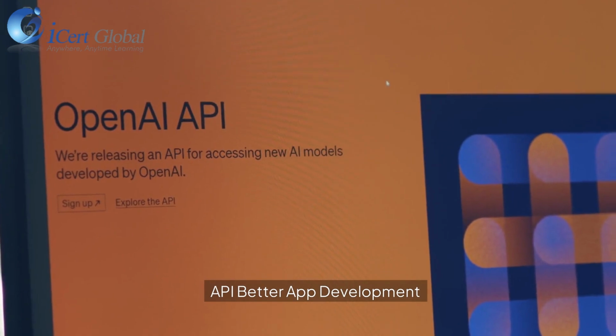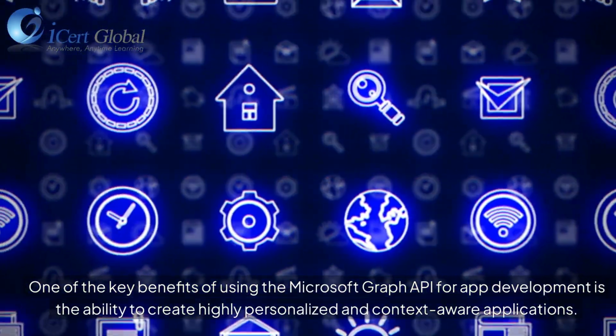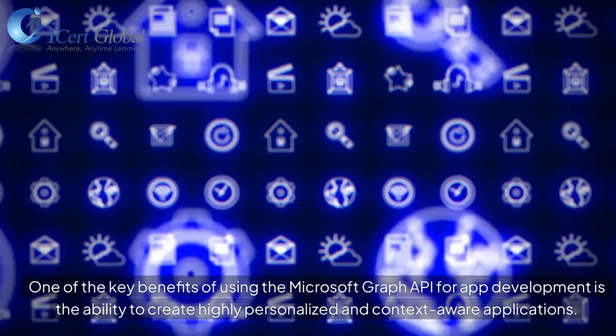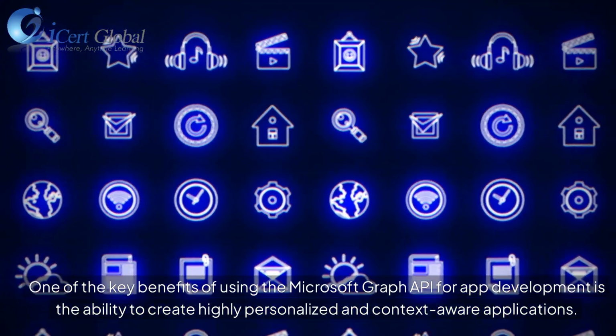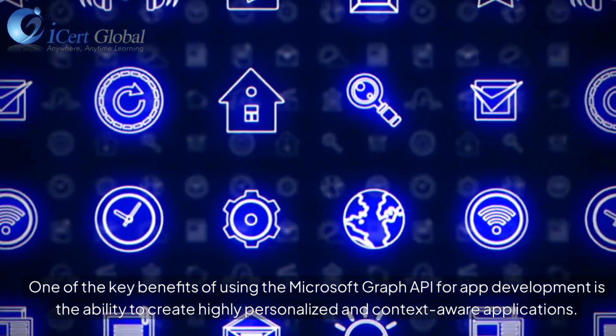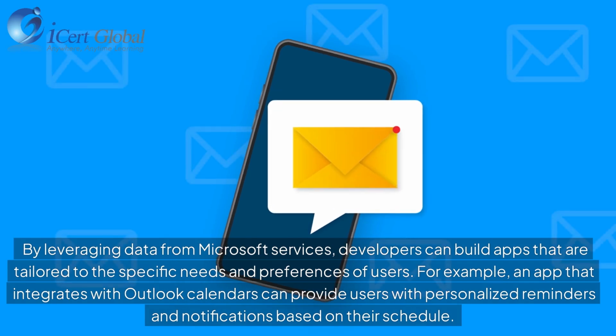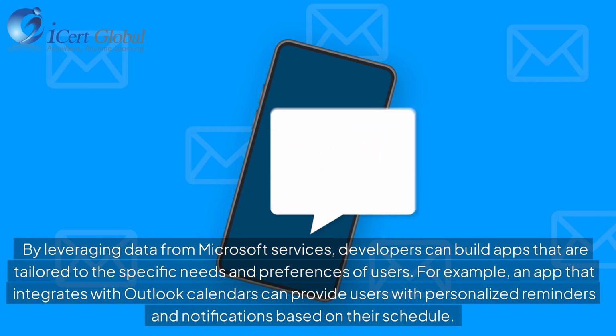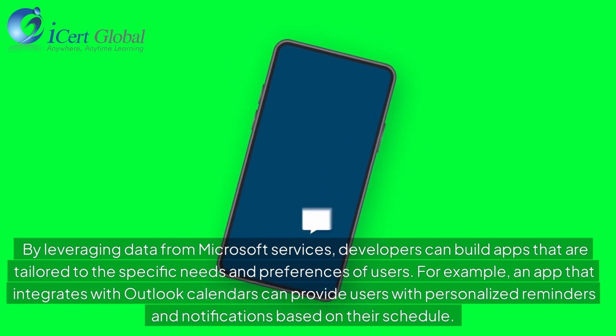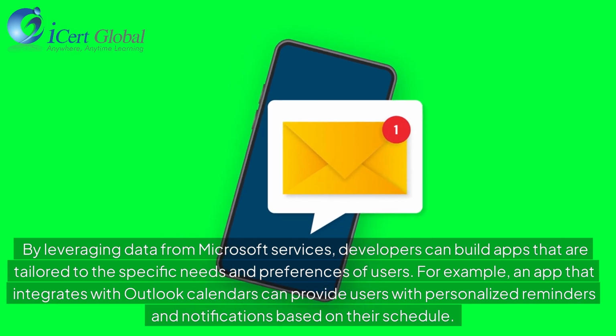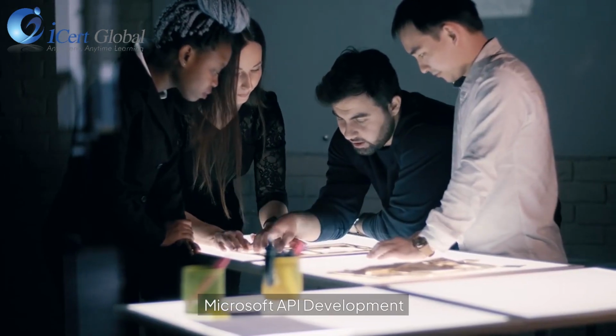One of the key benefits of using the Microsoft Graph API for app development is the ability to create highly personalized and context-aware applications. By leveraging data from Microsoft services, developers can build apps that are tailored to the specific needs and preferences of users. For example, an app that integrates with Outlook calendars can provide users with personalized reminders and notifications based on their schedule.